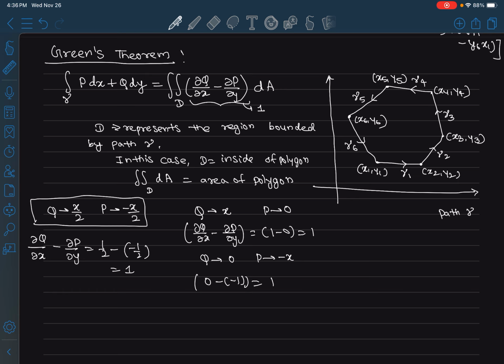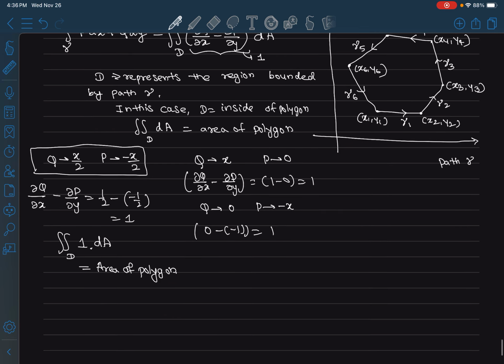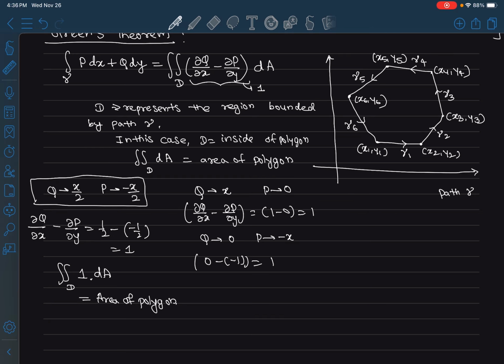And for this Q and P, the right hand side will just be the integral over the domain of 1 dA, which is just the area of the polygon. Okay, so let's see what the left hand side becomes. The right hand side is 1 dA, which equals the left hand side, the integral over the path gamma of P, which is just minus x over 2, dx plus Q, which is just x over 2 dy.